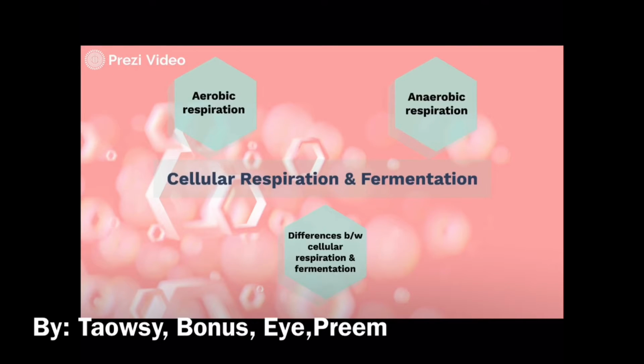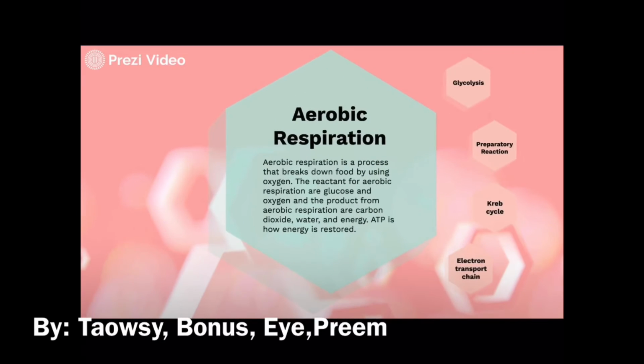Going to talk under the topic cellular respiration and fermentation, which we are going to divide into three big parts, which are aerobic respiration, anaerobic respiration, and the differences between them. Okay, so aerobic respiration is a process that breaks down food by using oxygen.